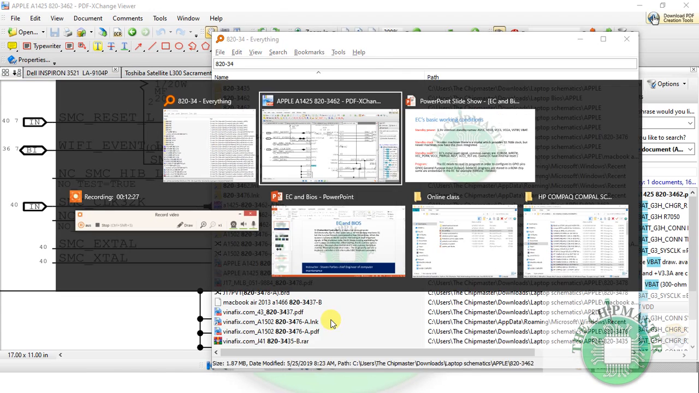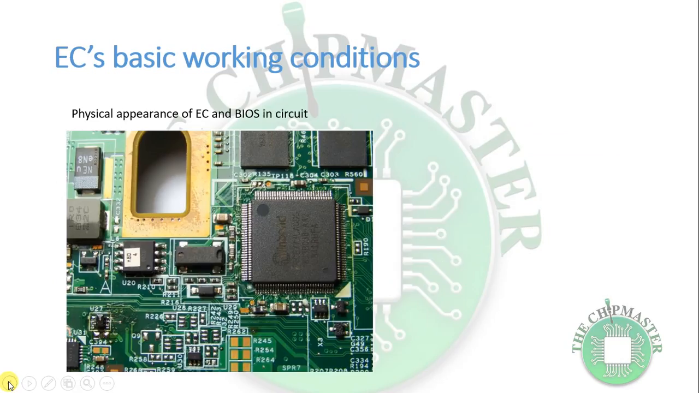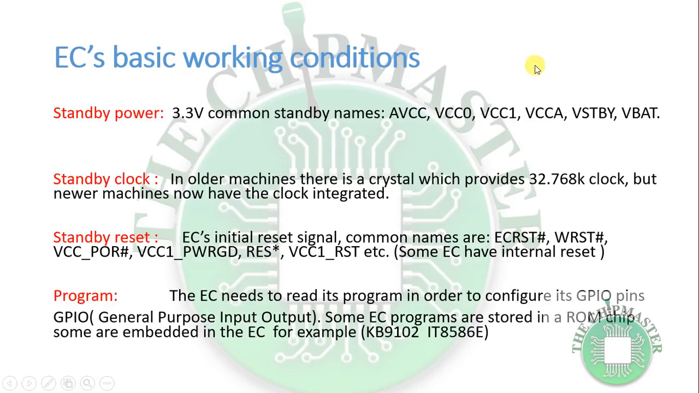Okay, so back to the standby name. So we have ABCC, VCC0, VCC1, VCCA, VSTBY, and VBAT. Right, so these are the common names. So you can search for each of these names if you're not sure of the manufacturer's standby common power supply name, and you can find it immediately. And these are normally 3.3 volts.